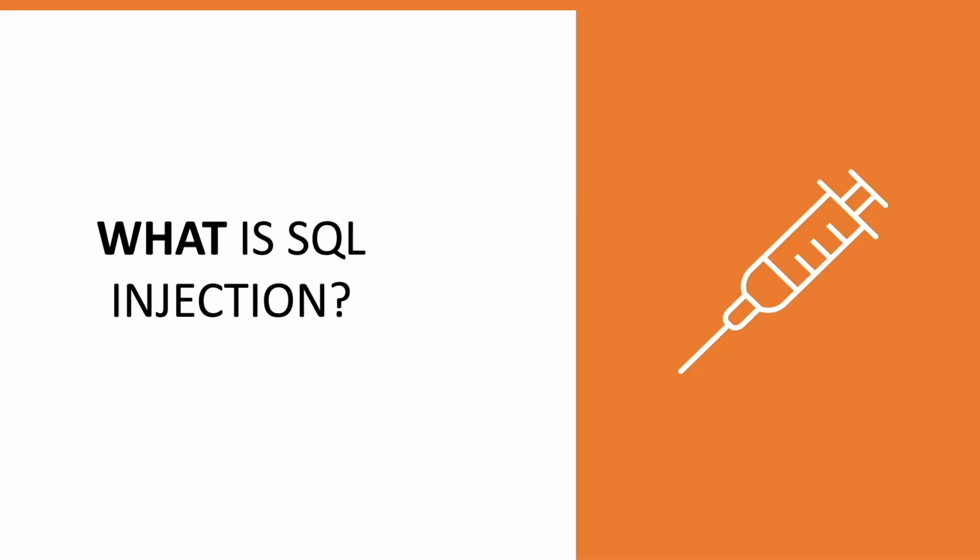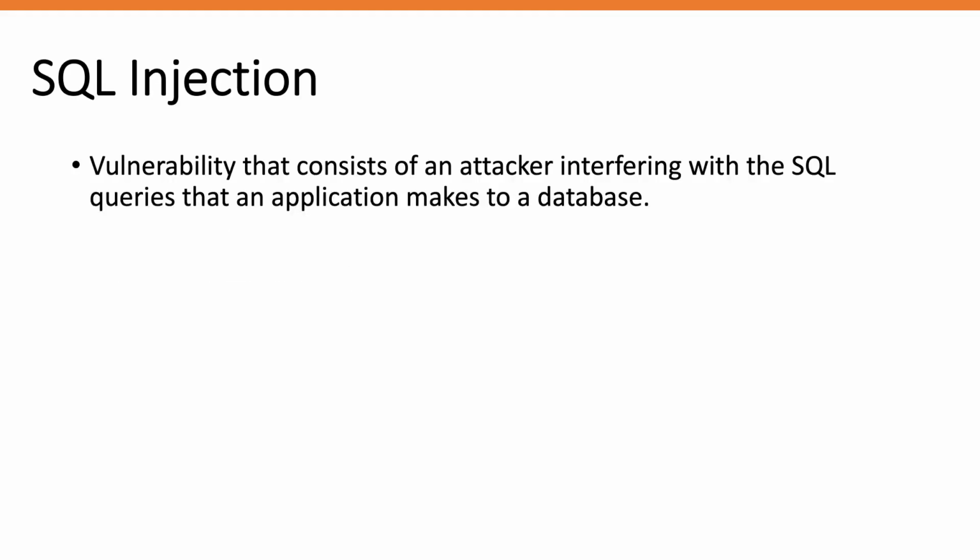What is SQL injection? SQL injection is a vulnerability that consists of an attacker interfering with the SQL queries that an application makes to the backend database. So if you as an attacker can manage to interact and change the SQL query by adding SQL characters or SQL code in an input vector of an application, then the application is definitely vulnerable to SQL injection. Now, to better understand this, let's take an example.